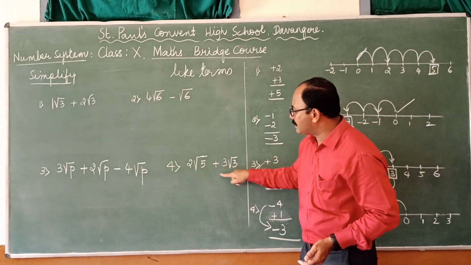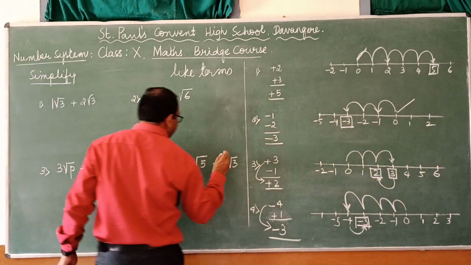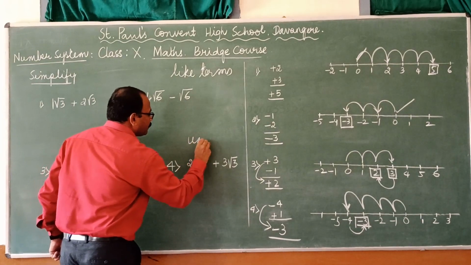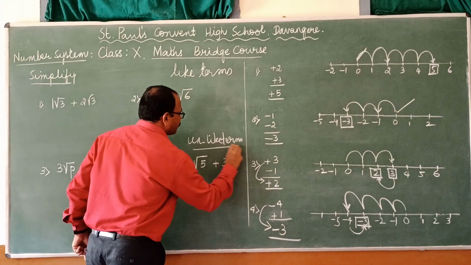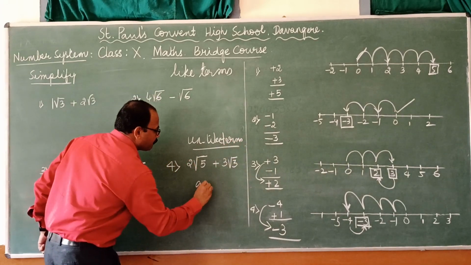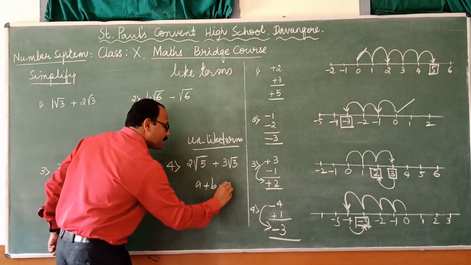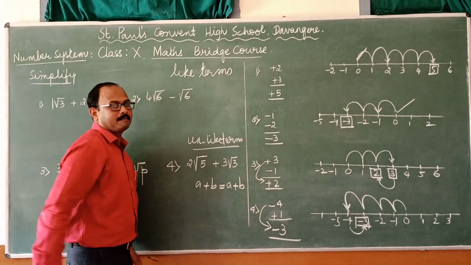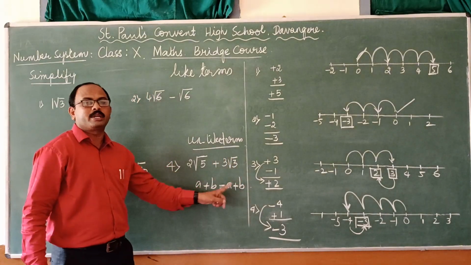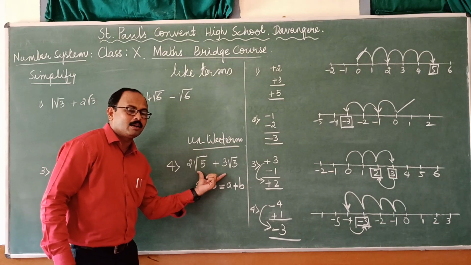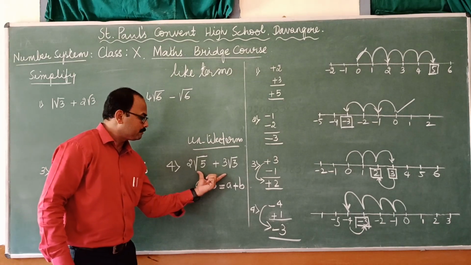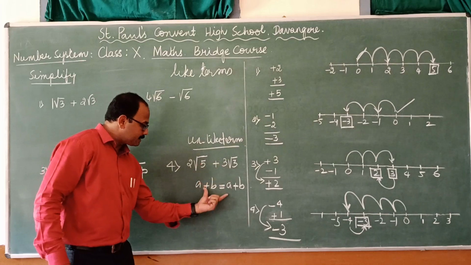This is another example. Unlike terms. Something like A plus B. A plus B is equal to A plus B only, children. You cannot write that as 2A or 2B. Unlike terms cannot be added or subtracted, children. Remember, its answer is this only.